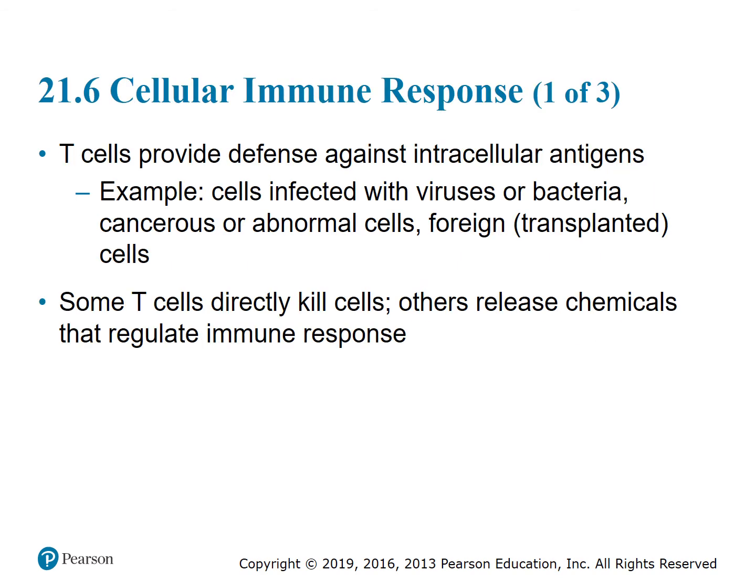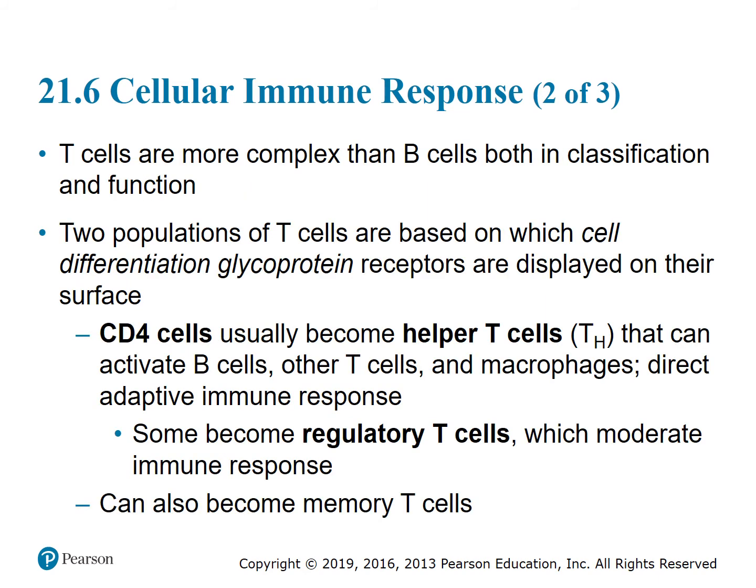Section 21.6, cellular immune response. So T cells provide defense against intracellular antigens. An example is the cells infected with viruses or bacteria, cancerous or abnormal cells, or foreign transplanted cells. Some T cells directly kill cells, others will release chemicals that regulate the immune response. T cells are more complex than B cells, both in classification and function.